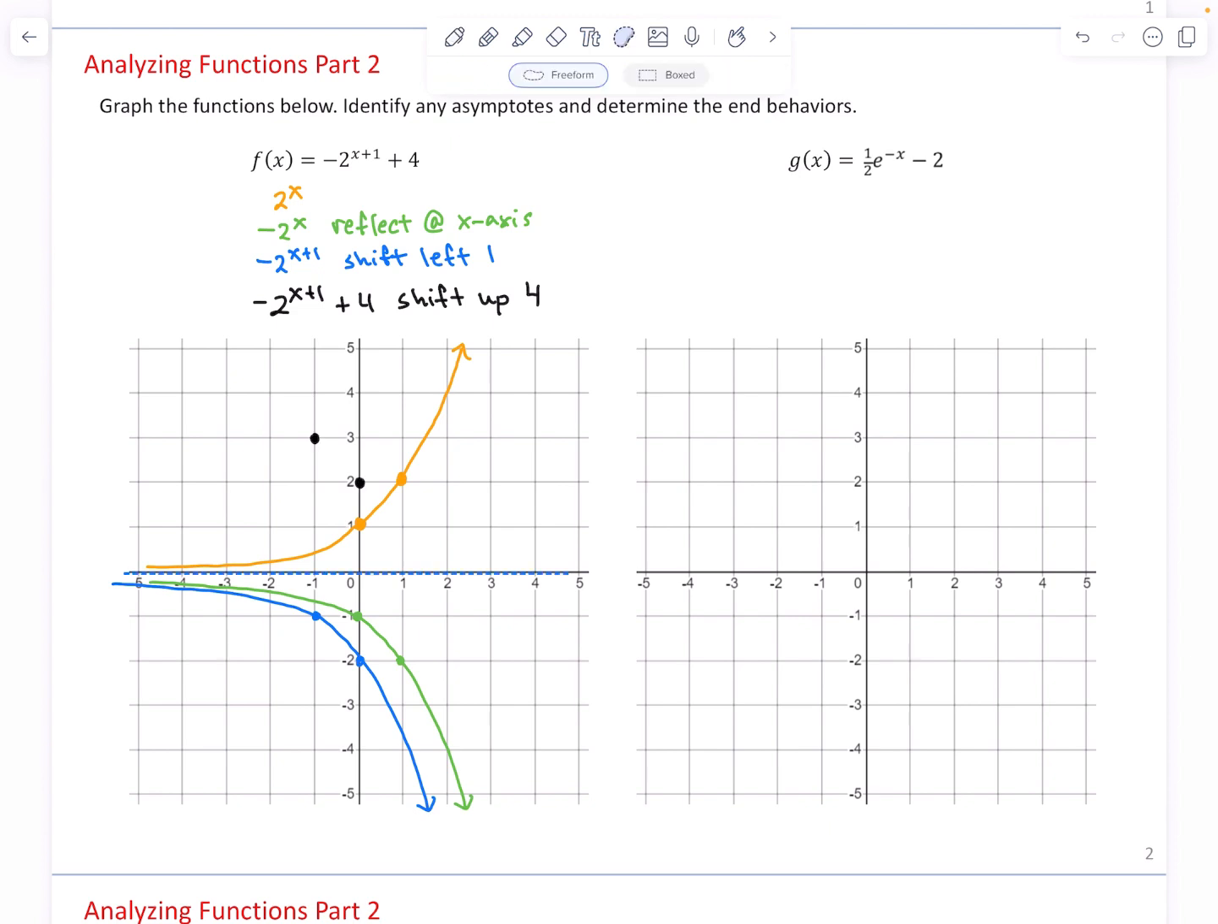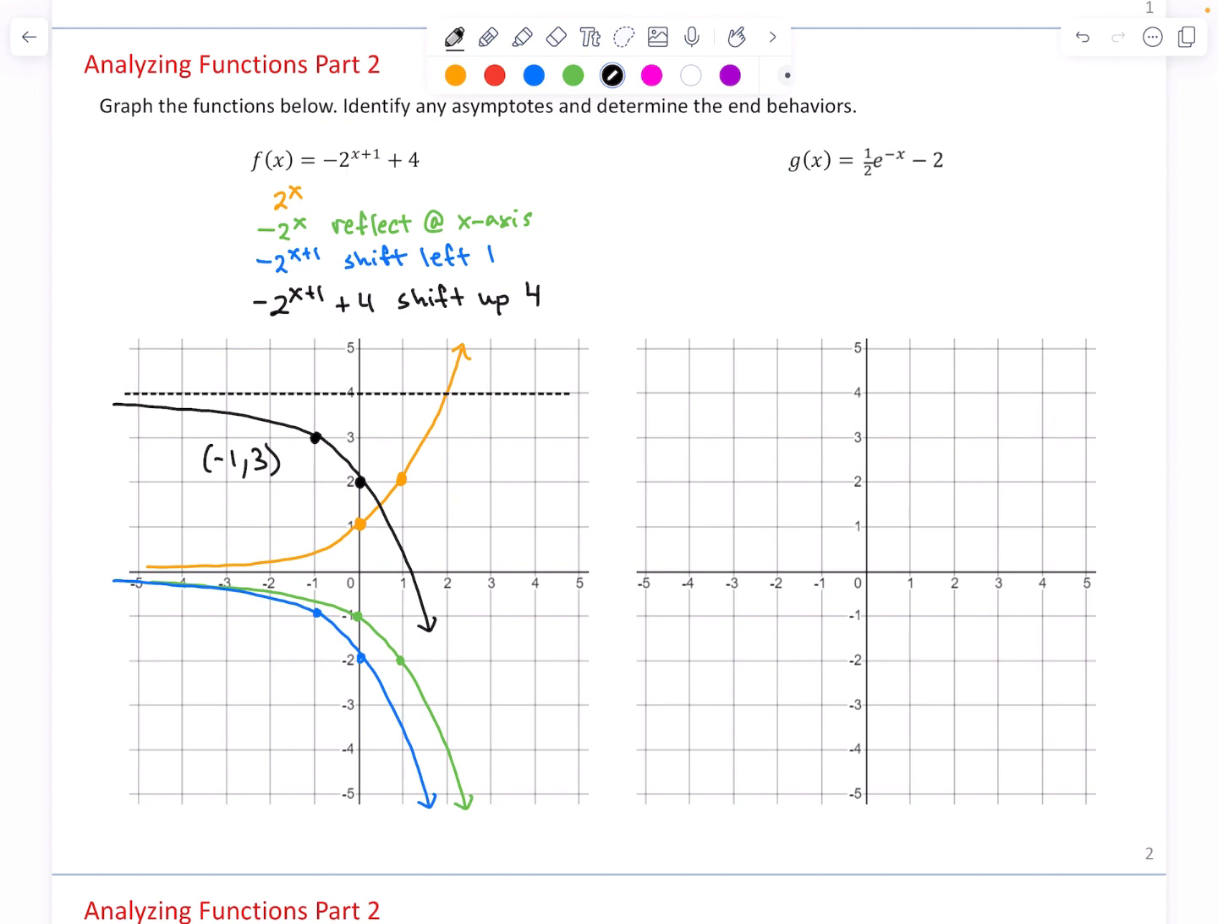And another key feature that will shift with the graph is the graph's asymptote. So the vertical shift moves that asymptote to the line y equals 4. So in the end, we have a graph going through the points negative 1, 3, 0, 2, and then you can find others if you'd like. We have an asymptote at y equals 4.